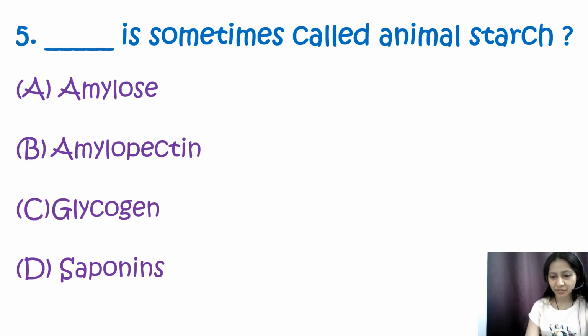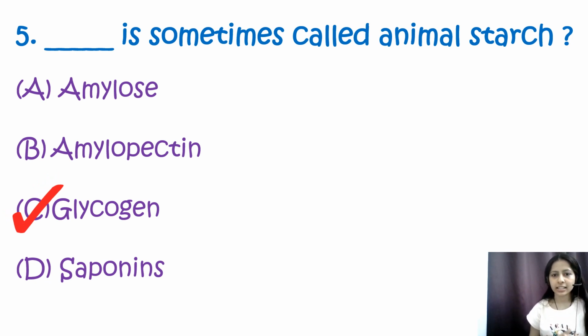So question number 5. What is sometimes called animal starch? So options are amylose, amylopectins, glycogen and saponins. So over here my correct answer will be C, that is glycogen. So glycogen is sometimes called animal starch.